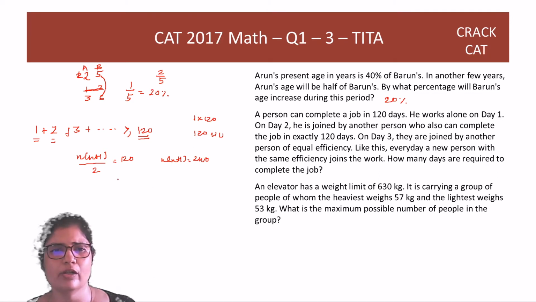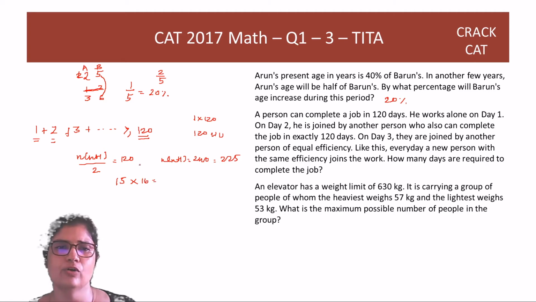To find n, just approximately take the square root. If you take the smaller one, 15, you will get it straight away. Around 240, the perfect square is 225. So 15 into 16 gives you exactly 240. So for 15 days, 1 plus 2 plus 3 and so on, when n is 15, 120 work units are done. So how many days are required? 15 days.